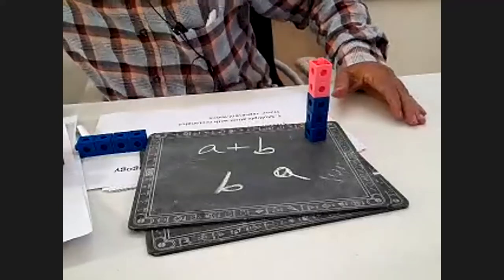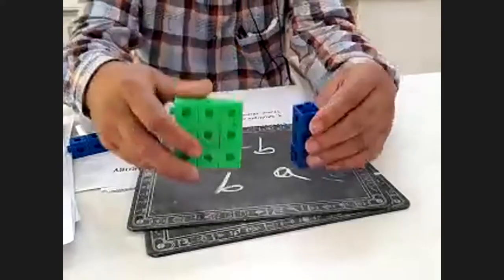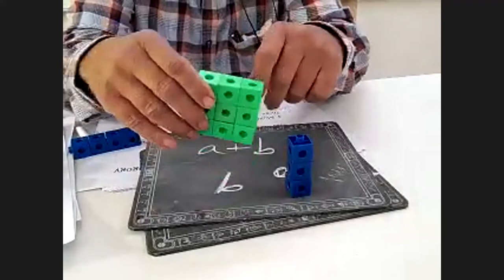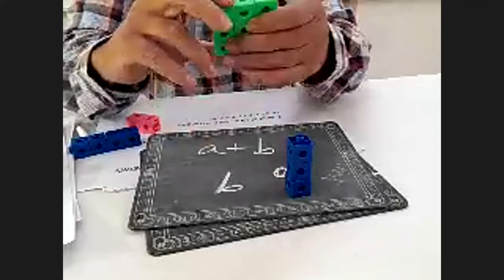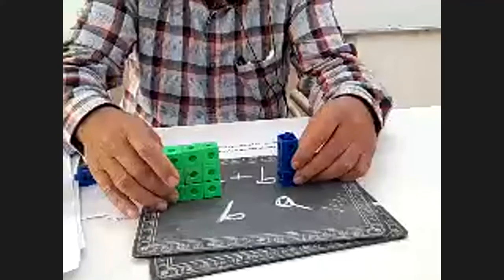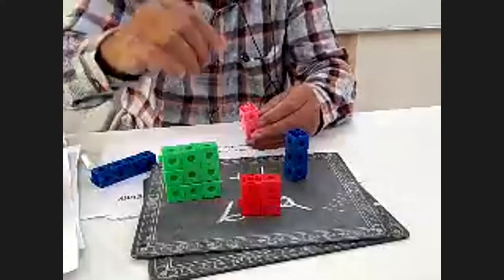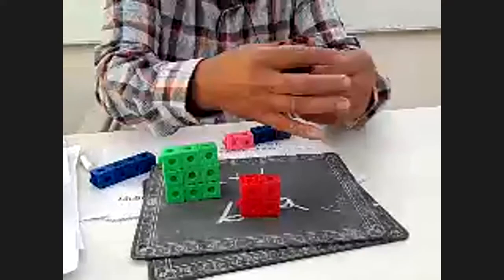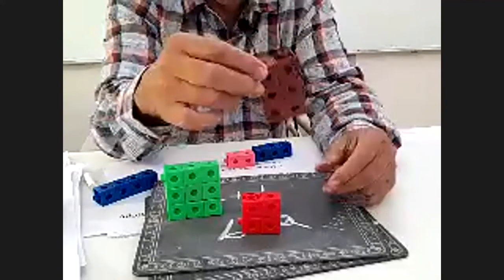So if this is A, now what is this? I've taken A times. 3A. Well, now this is no longer 3, now this is A. So I've taken A times. So I get something that looks like a square, so this is A squared. And similarly, this is B, so this is B squared. And this is A, this is B. I take A, B times. So what I get is A times B.